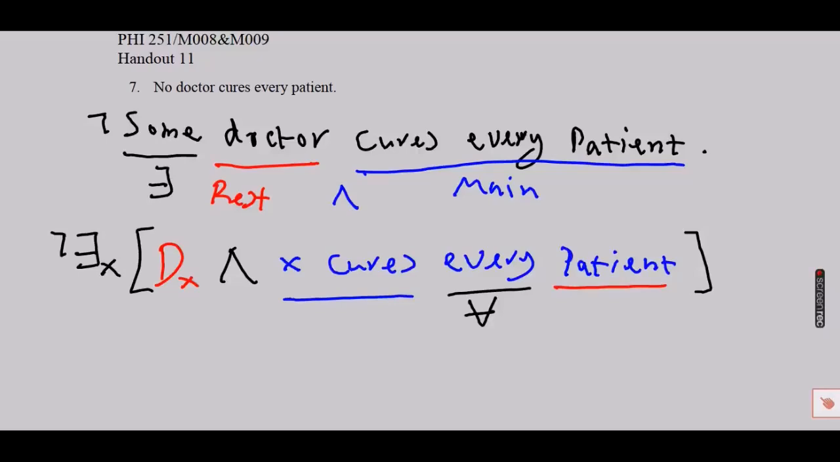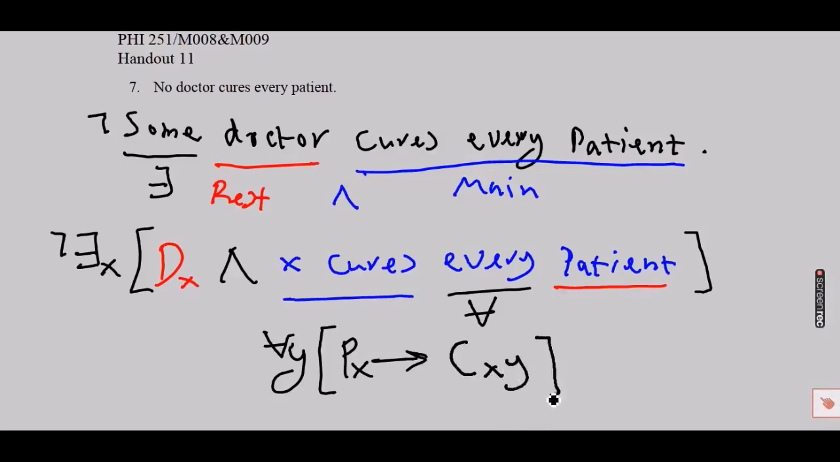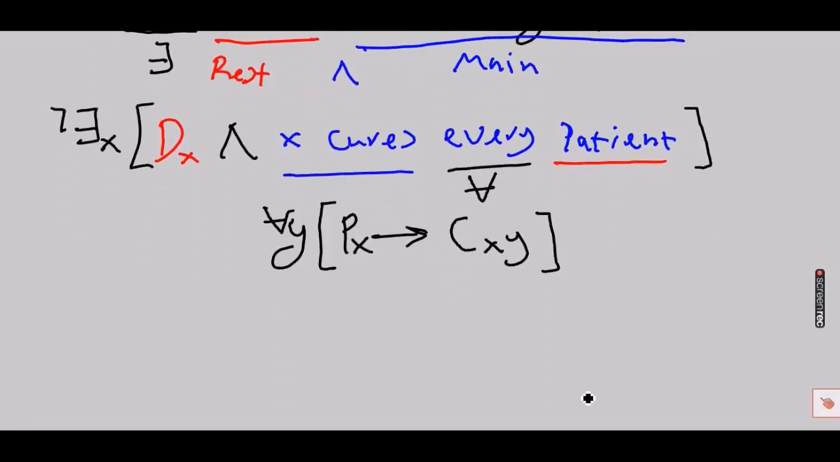Okay, so let's deal with this part. We're going to have for all, and we're going to use y. We cannot use x because we are already in the scope of x. So for all y, the restrictor is patient, Px, and we use an arrow because we have a universal. And the main here is that x cures y. Just like that. Okay, so let me put everything back together and we get the whole overall symbolization.